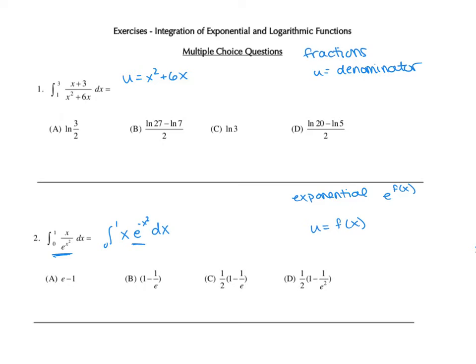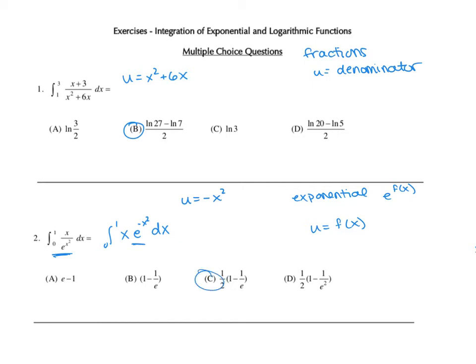So using those expressions for u, oh, I didn't write it for the second one. For this one, we're going to let u be negative x squared. You can go ahead and try both these problems. So pause the video, try the problems. For number 1, the final answer is going to be B. And for number 2, the final answer is going to be C.